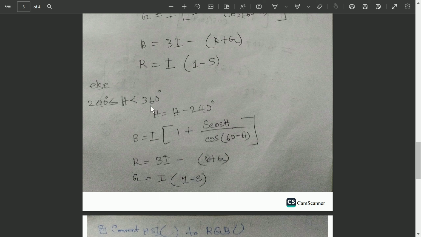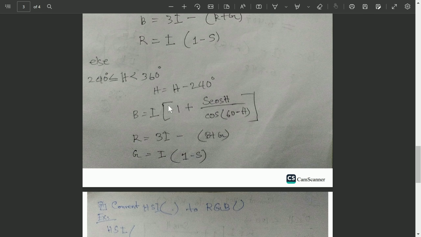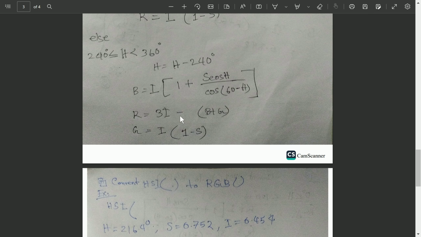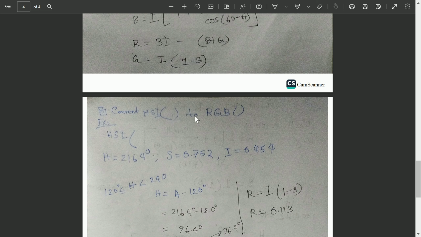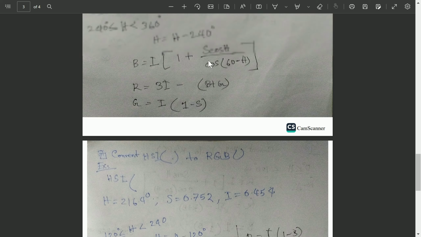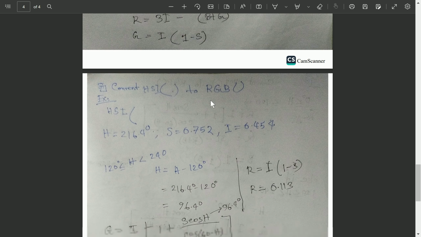When the value of H is greater than or equal to 240 and less than 360, then we'll use these equations. Here we can see that H is equal to H minus 240, and B is equal to I into 1 plus S cos H divided by cos 60 minus H, and R is equal to 3I minus B plus G, and G is equal to I into 1 minus S. So let's see an example according to these equations.